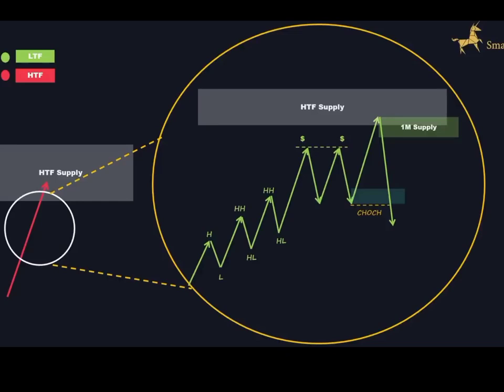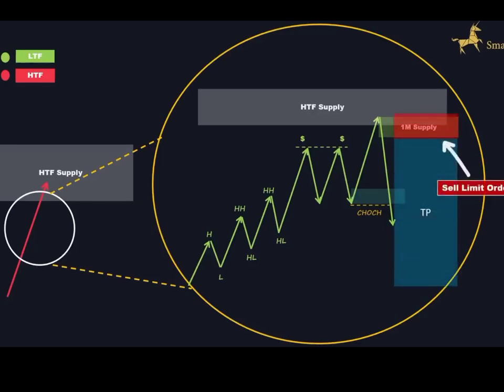After mitigating the higher timeframe supply zone and conducting a liquidity sweep in the current timeframe, a change of character formation occurs. In the next step, we can place a sell limit order at the lowest point of the newly generated supply zone, setting the stop loss a few pips above the highest point of the zone. For the take profit, we can either set it at the unmitigated demand zone of the higher timeframe or target the current timeframe's swing low.